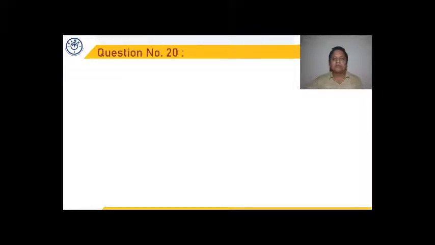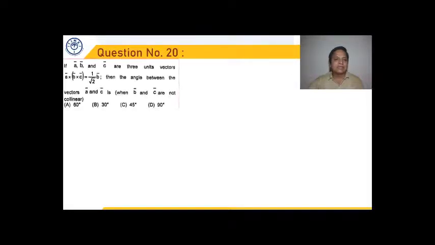Now, question number 20 of the handout. It says if A, B, C are three unit vectors, A cross B cross C is equal to B by root 2. Then the angle between vector A and C is, we have to find. And it says B and C are not collinear. Vector B and vector C are not collinear. Three unit vectors are given and A cross B cross C is given as B by root 2 vector. And we have to find angle between A and C vector.